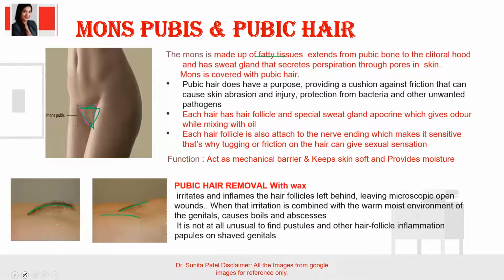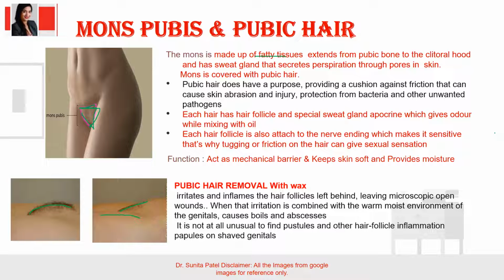We call this area the mons. The mons is made up of fatty tissue, extending from the pubic bone to the clitoral hood. And this fatty tissue has many small glands, sweat glands actually. Like our other sweat glands, these keep secreting sweat throughout the day. It means some kind of lubrication secretion is always going on in these glands.